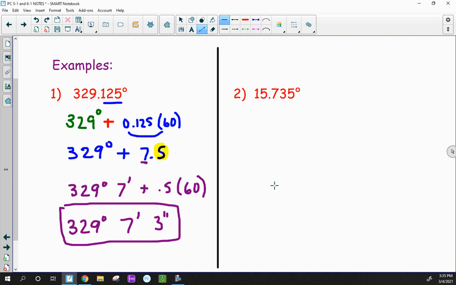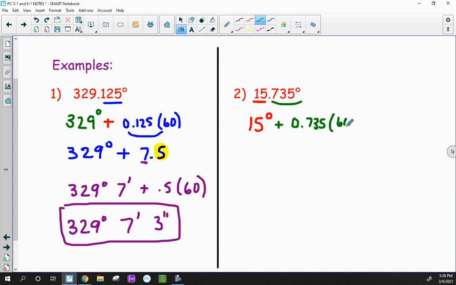Alright, we'll try that again. One more on this. Let's go with 15.735 degrees. First, again, you take the whole number part. That's the easy part. You drop it down. That's automatically the degree part of your answer. Next, you take the decimal part. I'm underlining in green. You drop your plus sign down. You'll take the 0.735 and multiply that by 60, again, because there are 60 minutes in 1 degree.